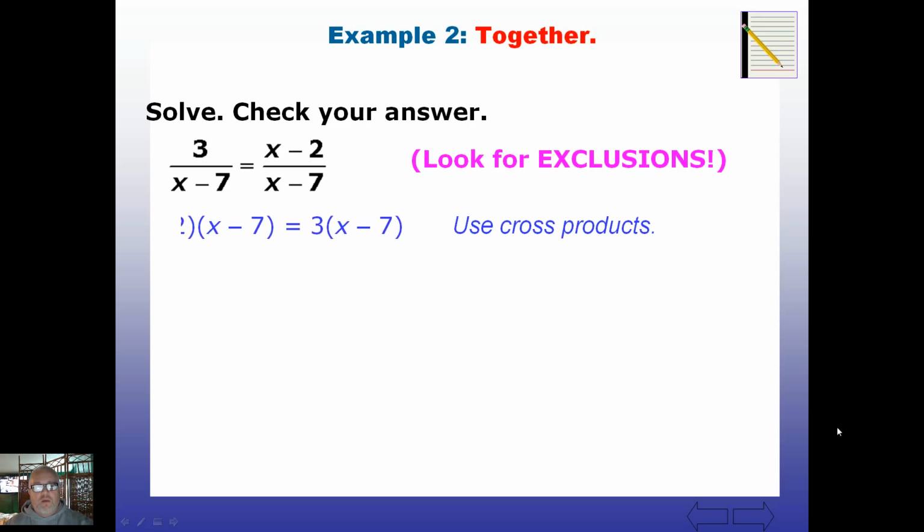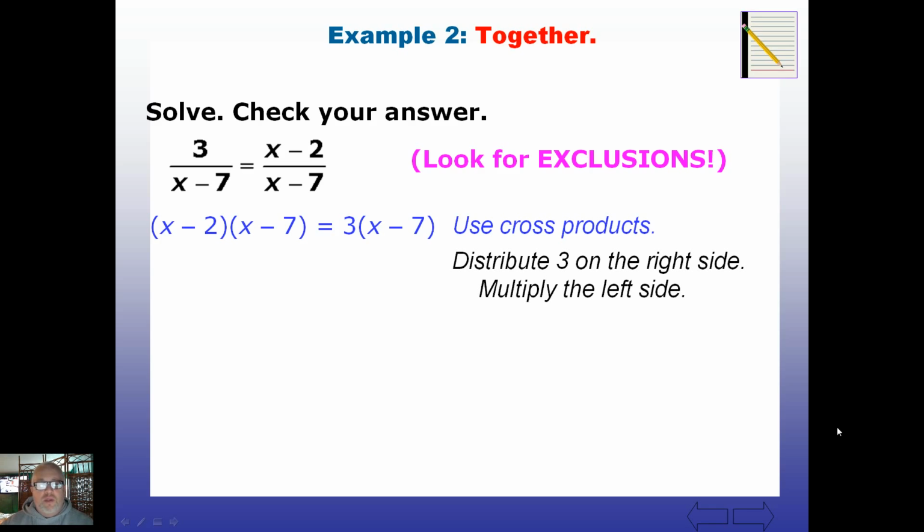Okay, let's take a look here. If we cross multiply, we end up with, looks like a 2 by 2 box, or the FOIL method on the left, distribution on the right. And maybe if you take a pause and look back where we started, can you already tell what the excluded value would be? If you can tell from the beginning, we'll look for that in our answer. Okay, so let's go ahead and distribute the 3 and multiply on the left.